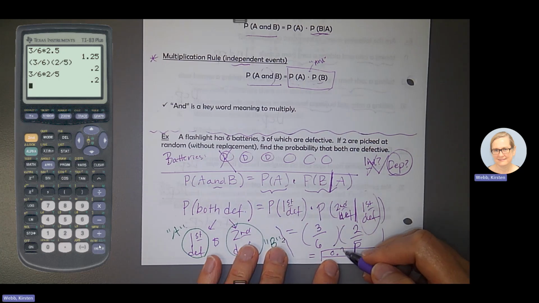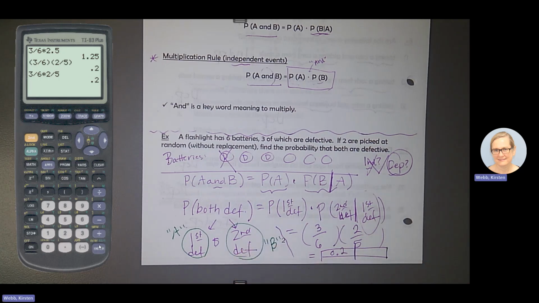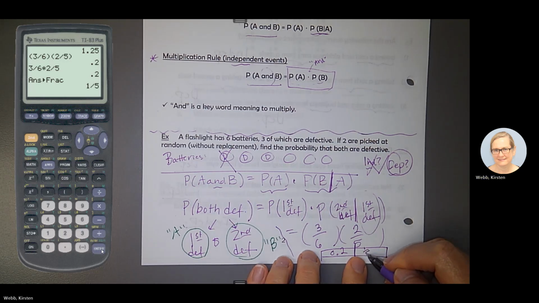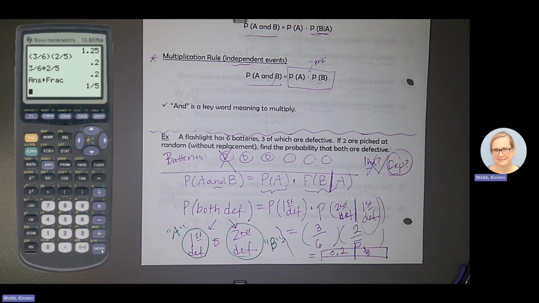Looks like 0.2 as a decimal. Does that part sound okay? And I think we mentioned the other day how to turn that back into a fraction. Do you guys remember? Math. The very first one with the arrow and the frac turns it back into a fraction. 1/5. So 0.2 or 1/5 would be the probability we get 2 defective batteries.